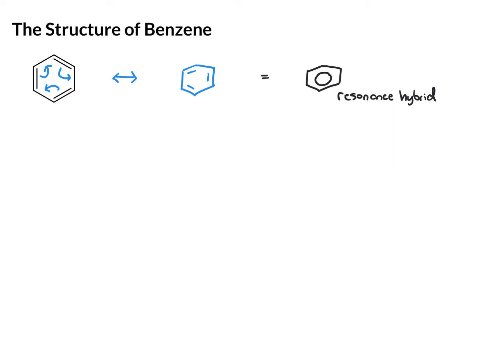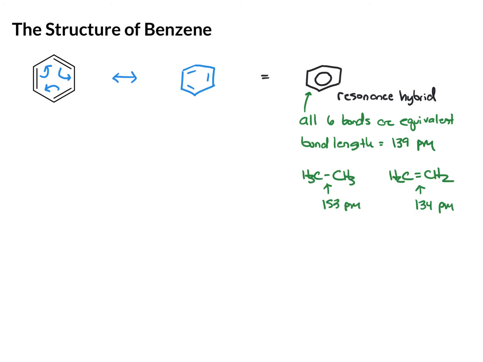What this also means is that all 6 carbon-carbon bonds in benzene are equivalent. The bond length of the carbon-carbon bonds in benzene are all 139 picometers. For reference, a carbon-carbon single bond is 153 picometers, carbon-carbon double bond around 134 picometers. So what that means is the carbon-carbon bonds in benzene are somewhere between a single and a double bond, and that makes sense because of the resonance.